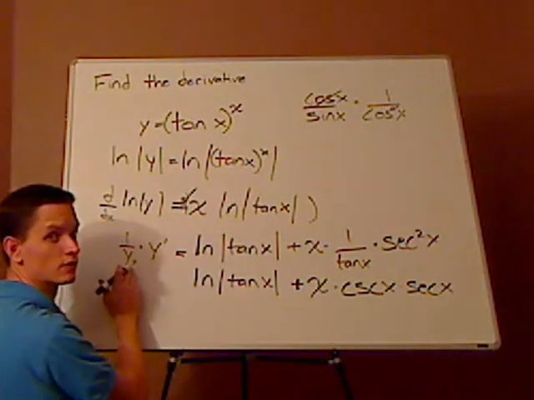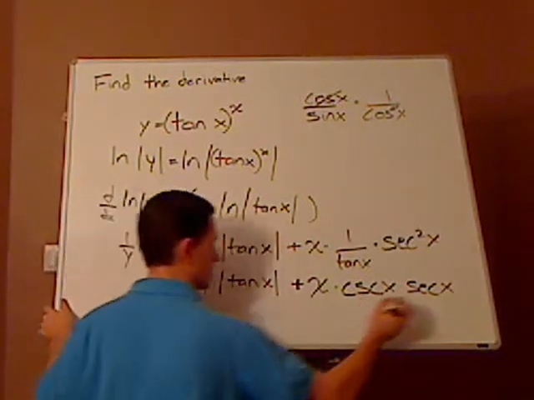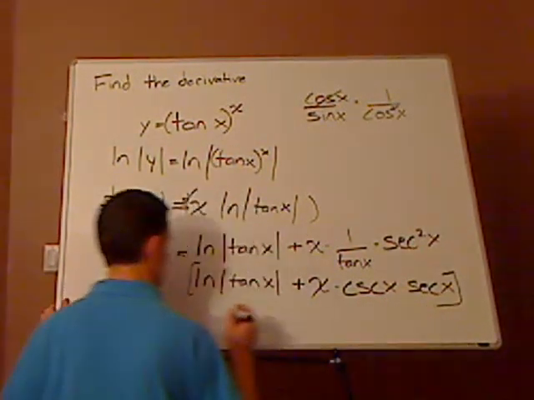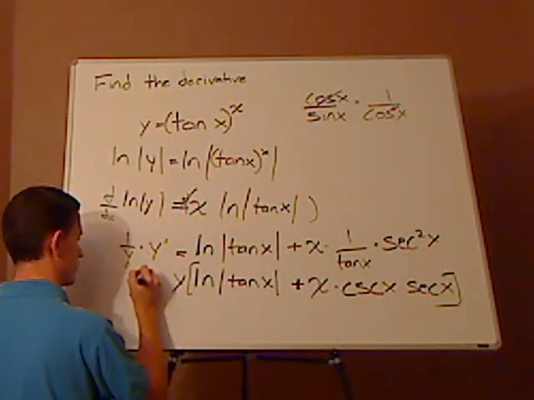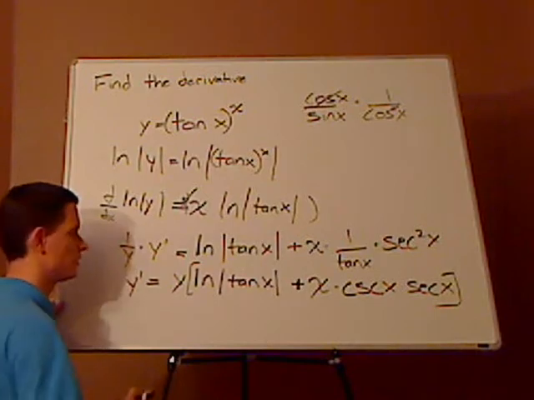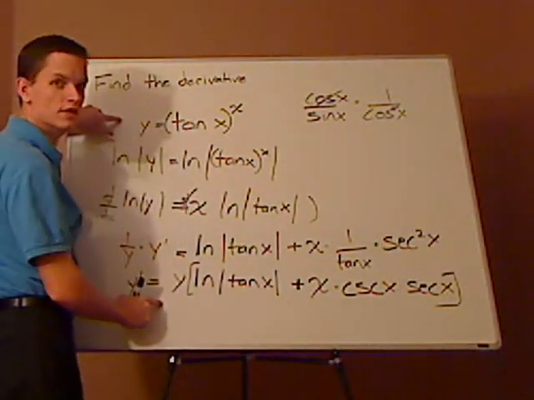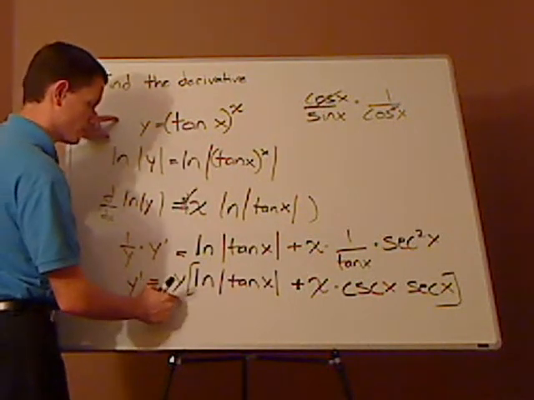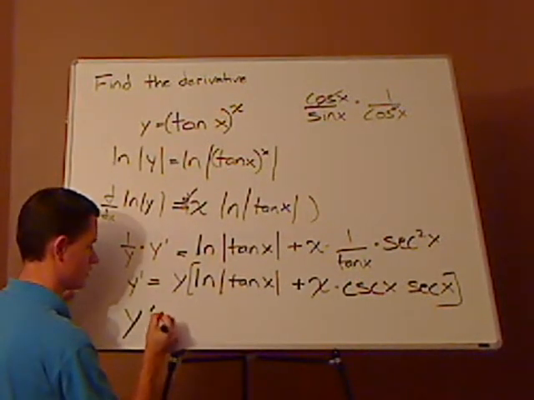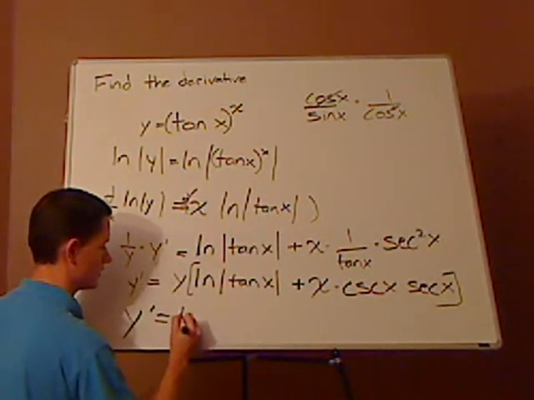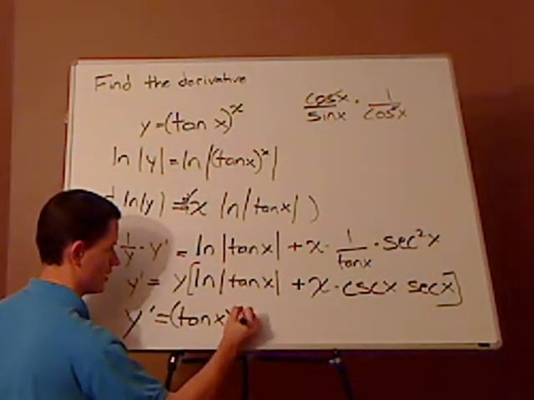And then I'm going to take this y and multiply this whole side by it. So put the brackets, y prime equals y, because I want to solve for y prime, but I can't have this y here. But then again, we know what y is. So you take this y and substitute it. So y prime is going to equal tan x raised to the x.